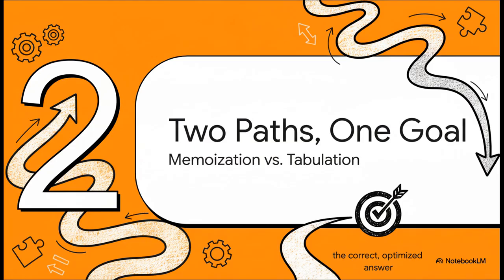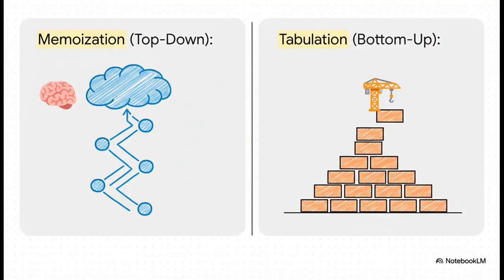Okay, so with that foundation in place, let's finally introduce our two contenders. Think of them as two totally different paths that, somehow, always lead to the same destination: the single best answer. First up, we've got memoization. This is the top-down strategy. You start with the big, final question and work your way backwards, using recursion to solve smaller problems, but only when you absolutely need to.